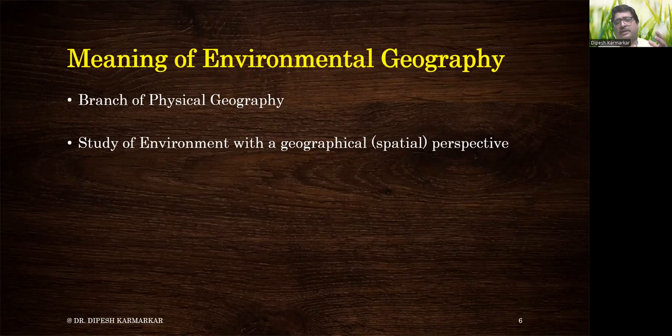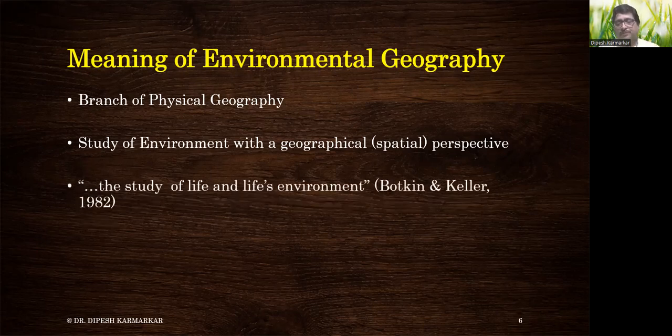So if it is difficult to memorize the definitions given by different geographers or environmentalists, a simple definition is that environmental geography is a branch of geography that studies environment with a geographical perspective or with a spatial perspective. That can be a simple definition. But to give some specific definition, then we can talk about the 1982 definition by Botkin and Keller, who say that environmental geography is a study of life and life's environment.